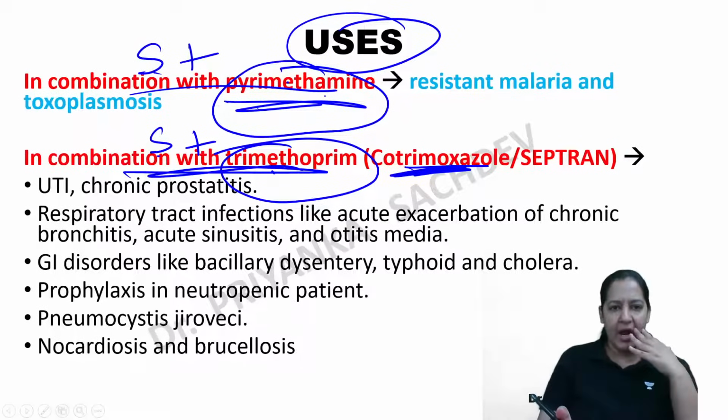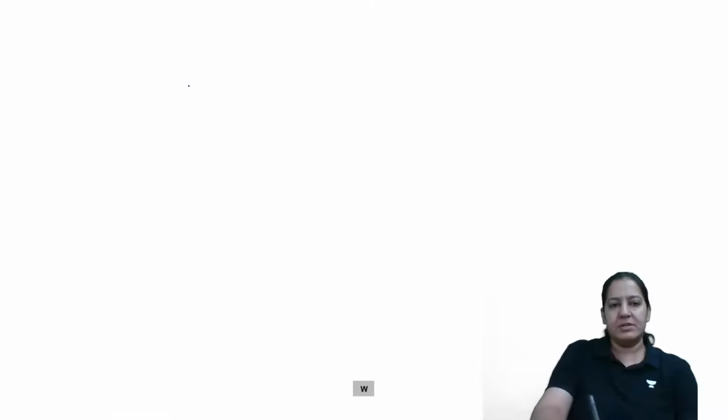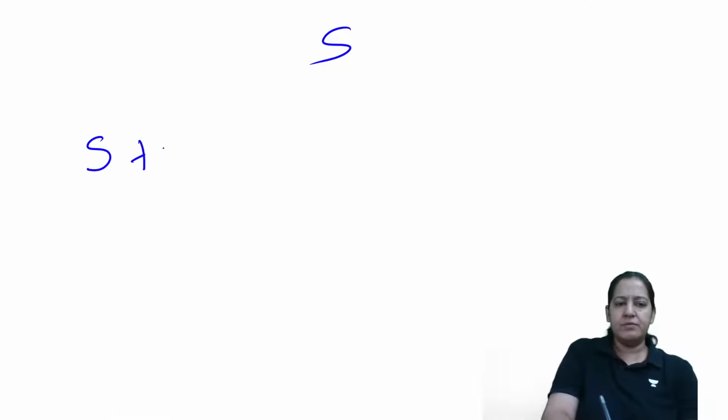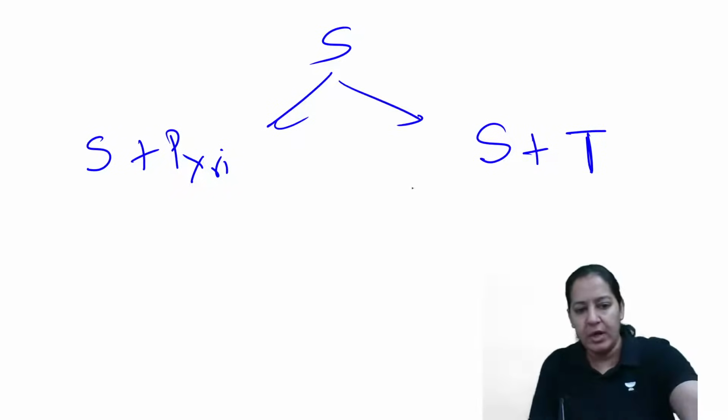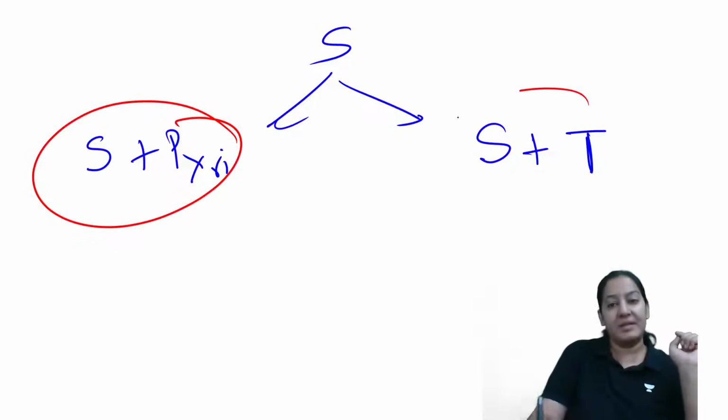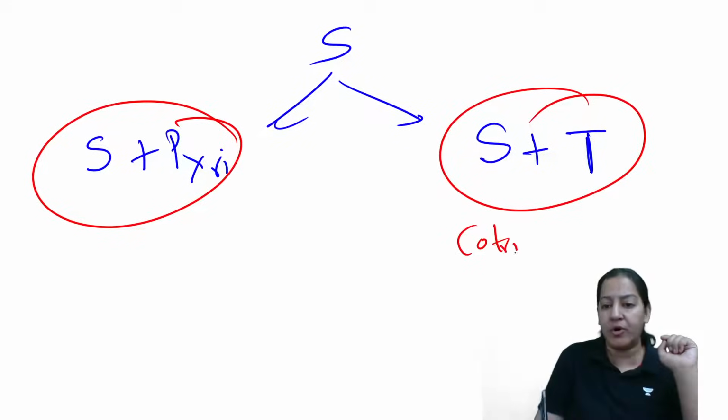You got my point? Sulfonamide is either used with pyrimethamine or with trimethoprim. Right? This is what I mean. The sulfonamides are never used alone. This combination has no peculiar name, but this combination is known as cotrimoxazole.